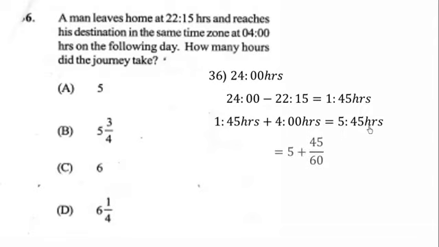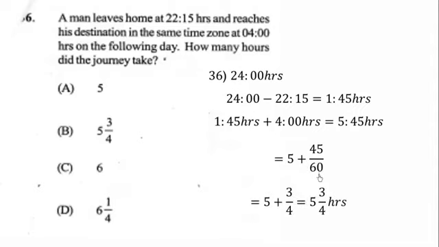And we need to convert the 45 minutes into hours by dividing by 60. We know 45 over 60 is 3 over 4. And when we simplify this, we get 5 whole number 3 over 4 hours. Therefore, the correct answer is B.